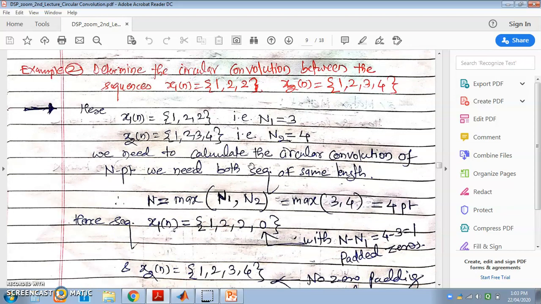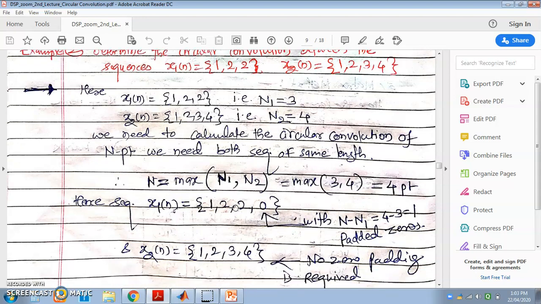In order to calculate the n point circular convolution, we know that both the sequences must be of the same length. If that is not the case, then we have to go with zero padding. So here I want to have the circular convolution between these two sequences with length capital N equal to the maximum of n1, n2, and it is equal to 4 point.